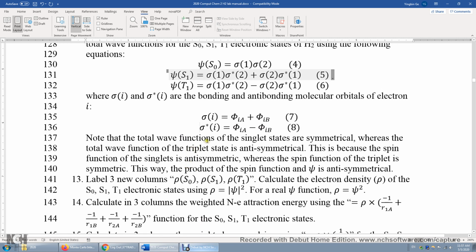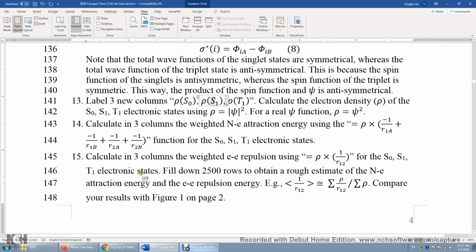All right, and we have 3 new columns. Here, rho is electron density, and rho is simply the squared modulus of psi. In this case, we're going to use a real function here, so don't worry about the complex conjugate. The squared modulus of psi is simply this real function, psi squared.